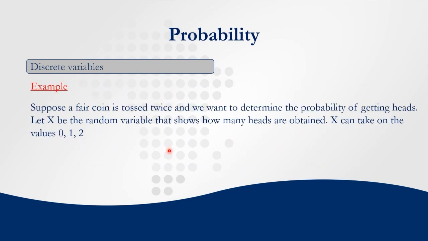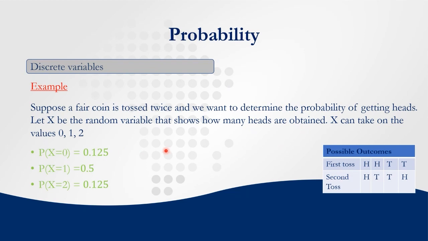I'm going to look at an example and then we close this. So we're still in the discrete case. If we toss a coin twice, and we want to look at the probability of getting heads, I can get 0, 1, or 2 heads. Why? Because if I toss it twice, I could have a head and a head, right? The first time it's a head, the second time it's a head. These are the possible outcomes.